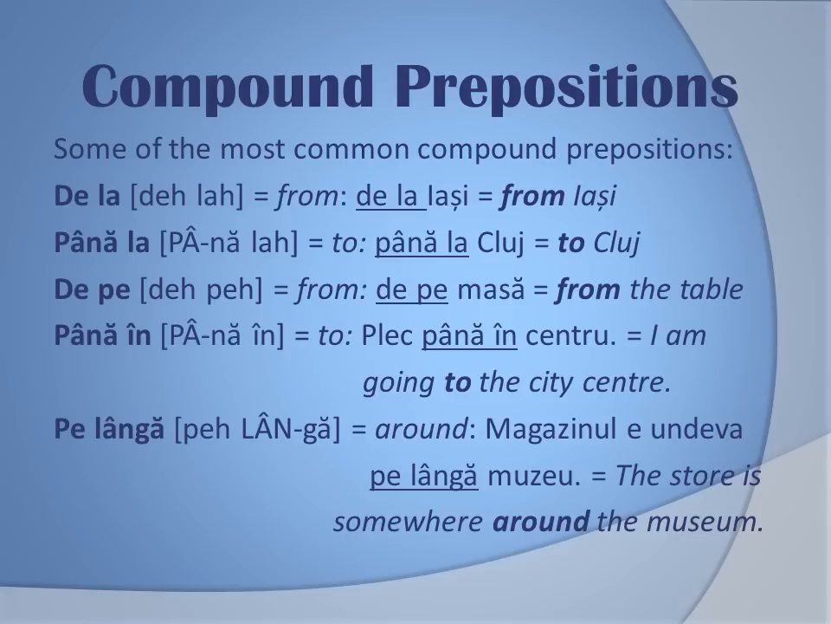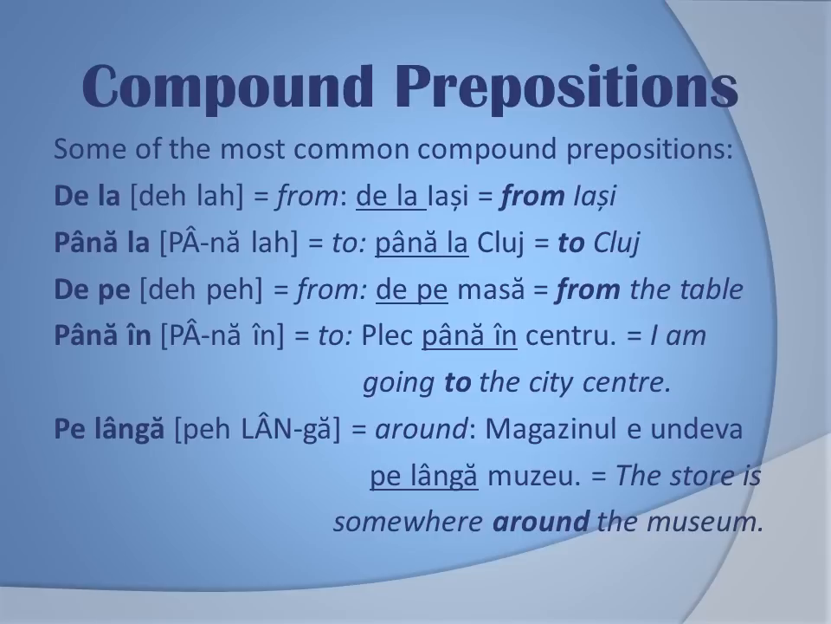Până la, which means to. Până la Cluj. This is another Romanian city somewhere in Transylvania in the northwestern part of the country. Let's move on to de pe. De pe means from, and we have here de pe masă, from the table.